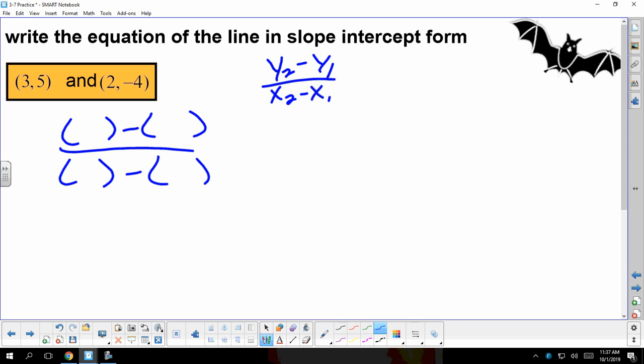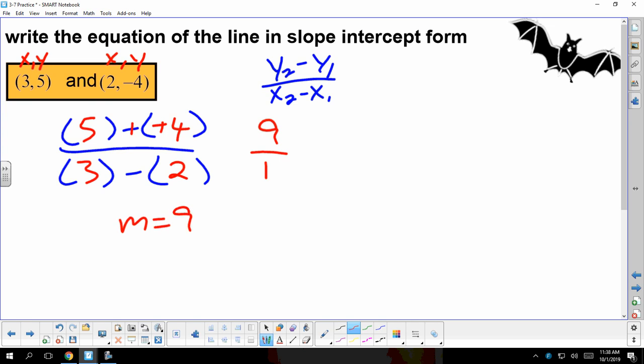So I have x and y there, x and y there. So y on top of its own x, y on top of its own x. Let me just clean it up a little bit for slope. So 2 negatives together, that's a plus 9. And then 3 minus 2 is just 1, right? So there's my slope.